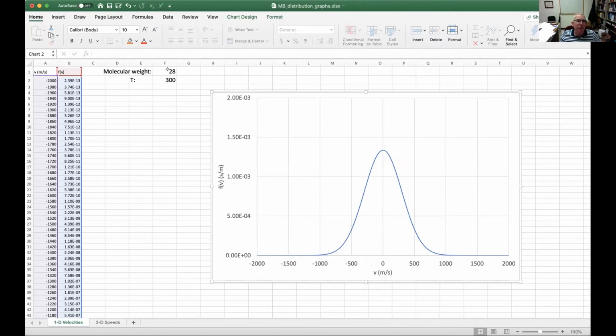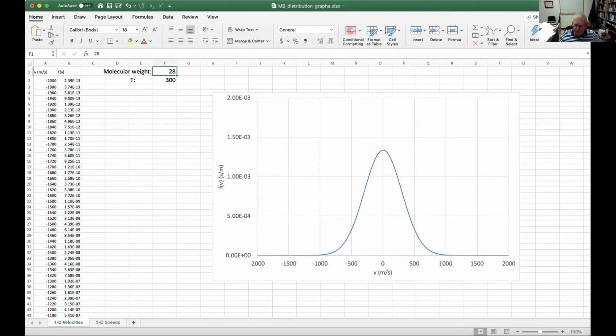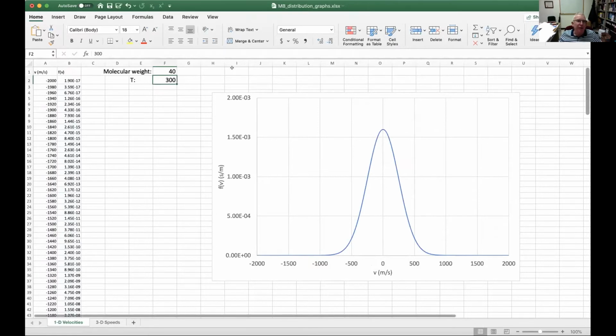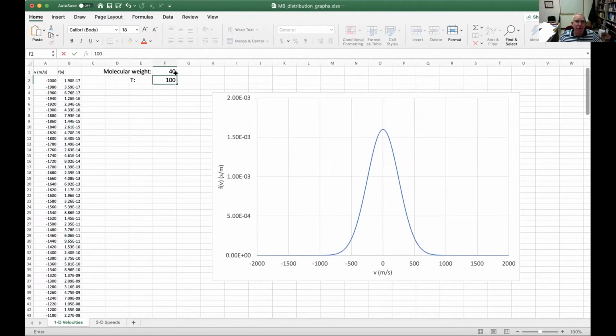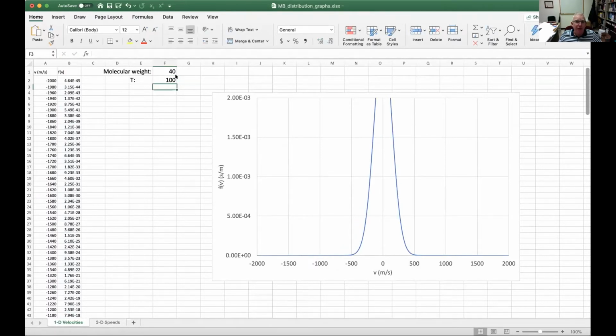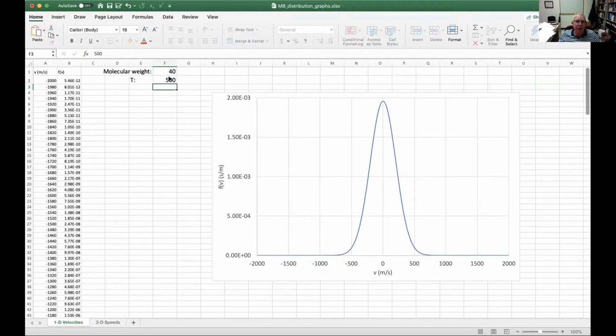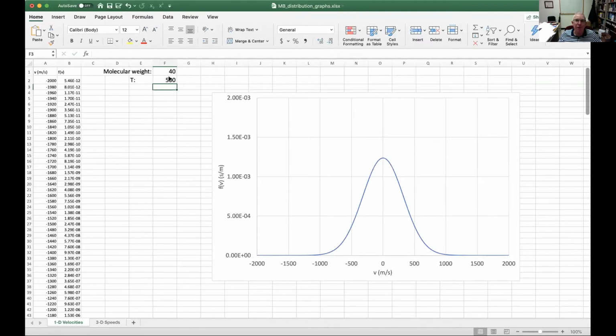Let's just see a little bit what happens if I play with this. Suppose I go from nitrogen, suppose I make it 40, that's argon. So we'll do argon. It gets a little bit more tightly peaked if I do that. If I take the temperature, instead of 300 Kelvin, suppose I make it 100 Kelvin. If I do that, my peak gets taller. In fact, it goes off the scale that I've got my graph locked on, unfortunately. So let me try 200. At 200, I come back on scale, but it's narrower. If I raise the temperature and make it 500, I'll get something that just has a broader spread of speeds.